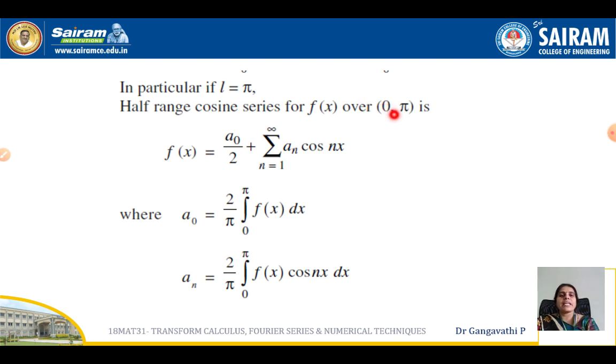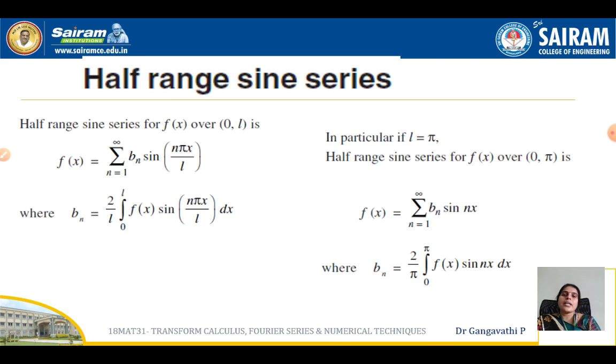So this is the formula: f of x is a naught by 2 plus summation n varies from 1 to infinity a n cos nx, where a naught is 2 by pi integral 0 to pi f of x dx and a n is 2 by pi integral 0 to pi f of x cos nx dx. That is about the half range Fourier cosine series.